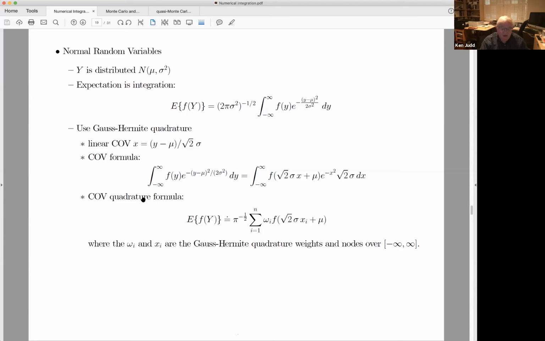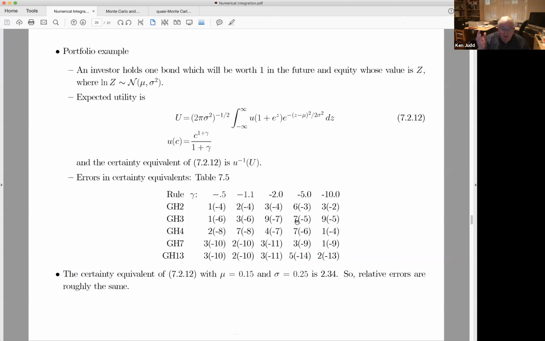So if you use Gauss-Hermite quadrature to compute the expectation of a function f of y, then the formula is 1 over square root of pi, summation using those omega i's. But now this tells you what points in f to compute. So using Gauss-Hermite quadrature for expectations of normal random variables is going to require that linear change of variables, but I've done it, so it's done. That's there.